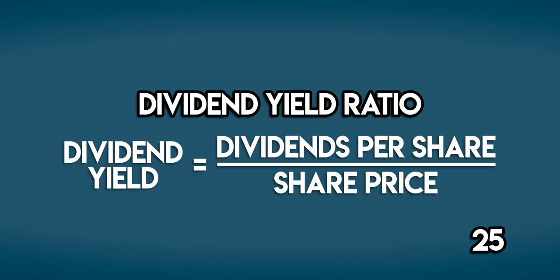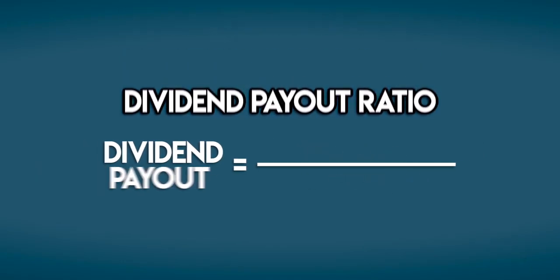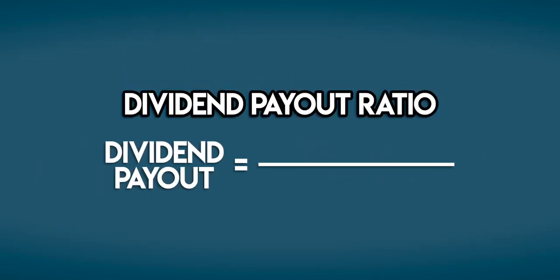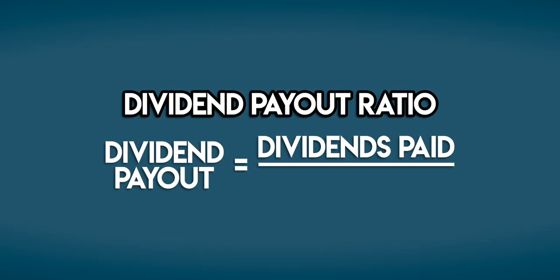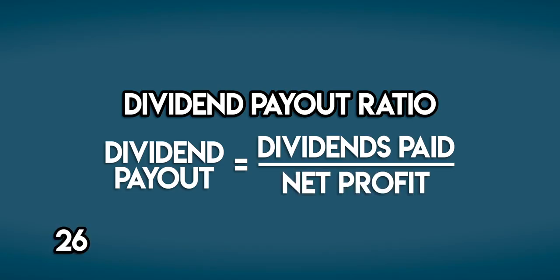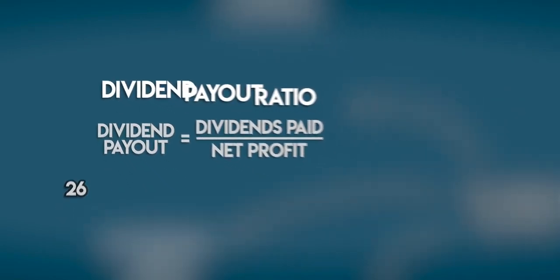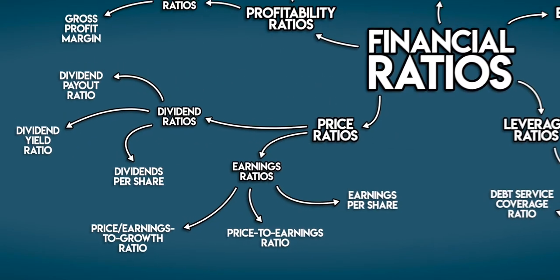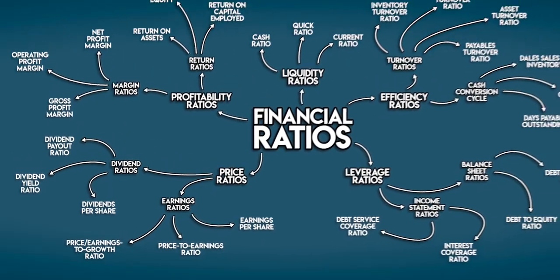However, since you've made it this far, I do have one extra bonus one for you. It's called the dividend payout ratio, and we calculate it by taking dividends paid and dividing it by the net profit earned over the same period of time. This represents the percentage of a business's net profit that's distributed back to the shareholders as a dividend. Another useful ratio for investors. And at number 26, this is our last price ratio, which completes our mind map of financial ratios.